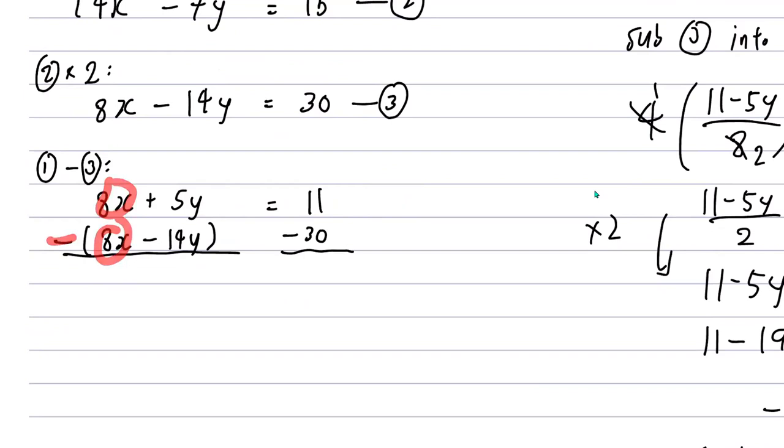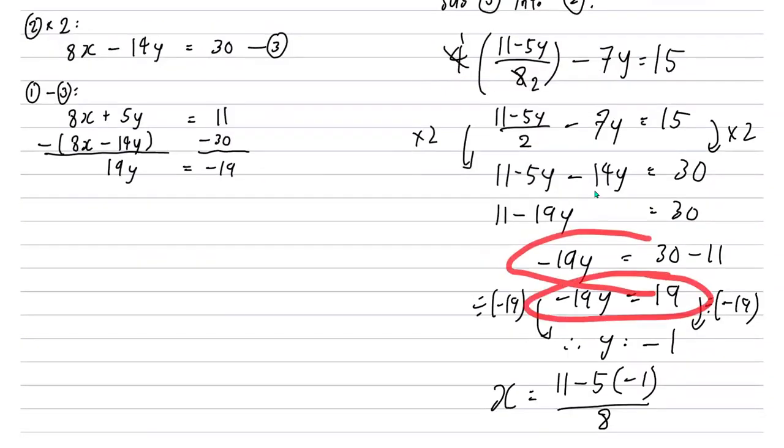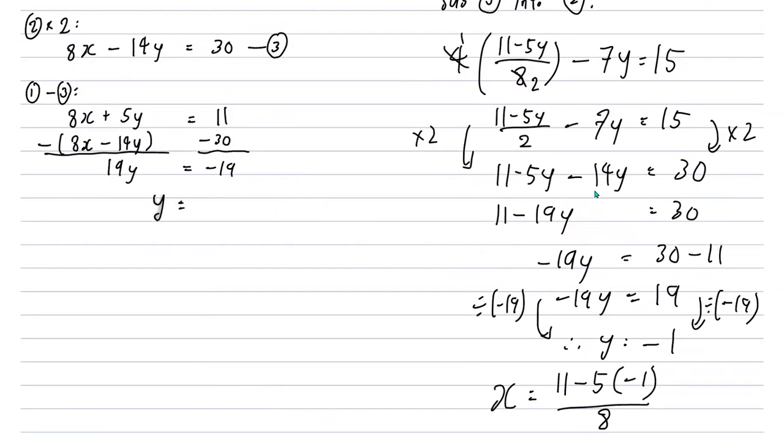8x minus away 8x, it eliminates each other. Do you see that? Then how about plus 5 minus 14? I'll wait for you. 19y. 19, very good. 19y equals to this one? Negative 19. You realize that it's the same as before. Over here, negative 19y equals 19. Then therefore you can solve for y. You end up with negative 19 over 19, which is negative 1.